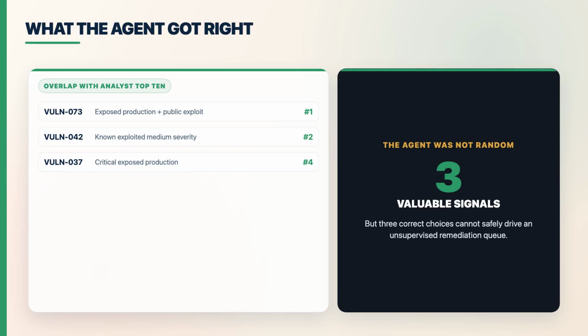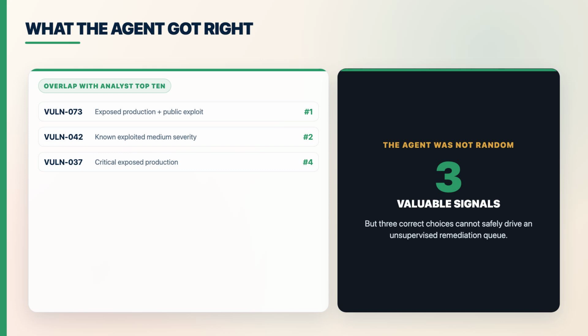The agent's first 2 choices were meaningful. It ranked vulnerability 073 first because it was internet-facing, production, high criticality, connected to sensitive data, and had a public exploit. It ranked the known exploited medium severity case second. It also included vulnerability 037, a critical internet-facing production finding with high asset importance and no compensating control. Those 3 findings also appeared in the analyst top 10. So the agent was not randomly guessing. It recognized several important relationships that CVSS alone would miss.